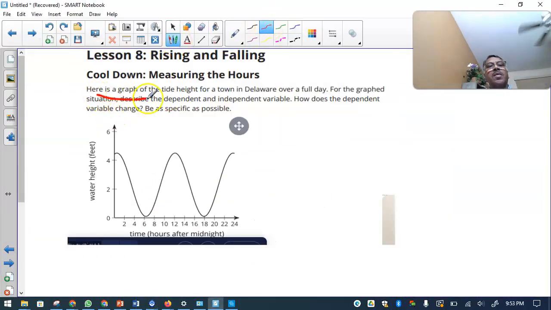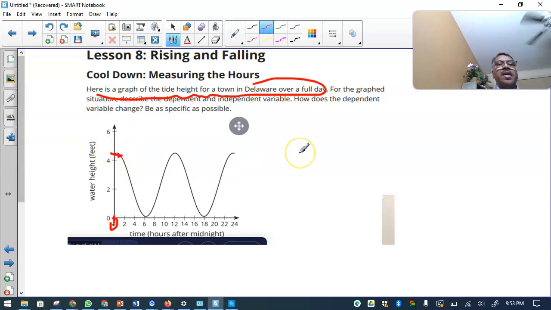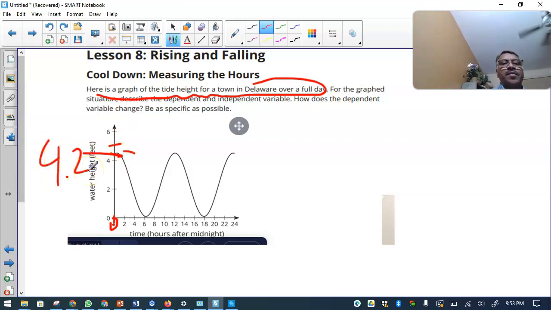This one shows you a graph of the height of the tide. Delaware, full day. This shows you 24 hours, starting from midnight. Maybe this is 0 where it starts, and that's the height of the tide, maybe 4.2. So the maximum height was this, and the minimum you will see is not zero. If this is 2 and this is 1, maybe this is 0.2, a very little height there in feet.